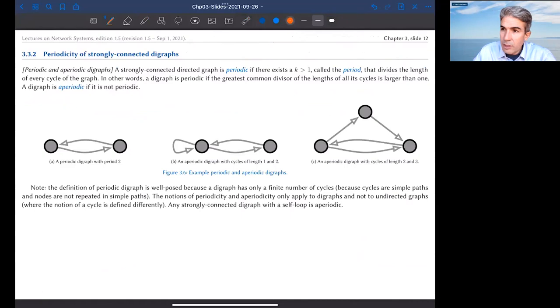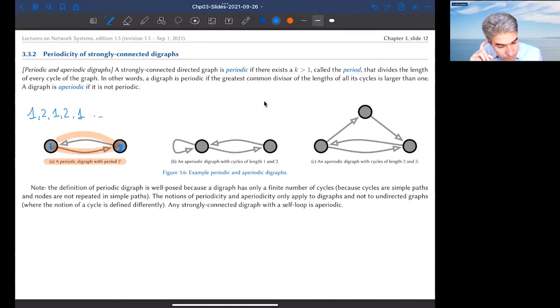One more concept is that of periodicity, the periodicity of strongly connected digraphs. Let me just teach you this by means of example. A periodic digraph is a digraph that has a period, and the period here is of length 2. It's the periodicity of a path. So there exists a path from 1 to 2, and back from 2 to 1. If this is node 1 and that's node 2, then you can do 1, 2, 1, 2, 1, and so forth with period 2.